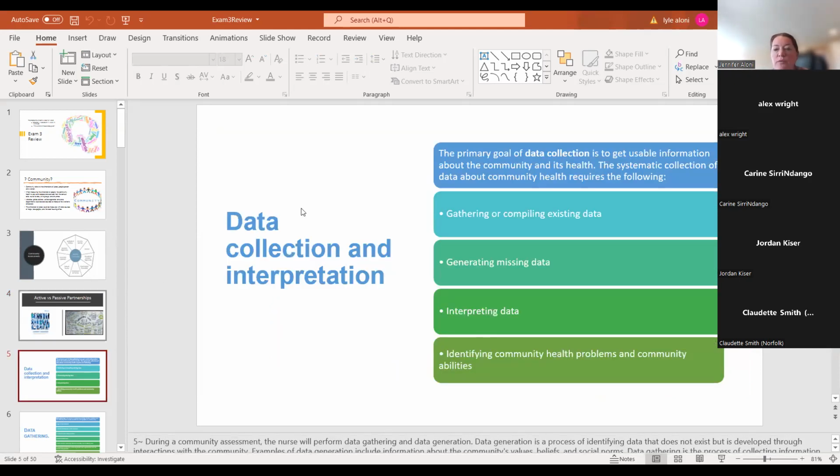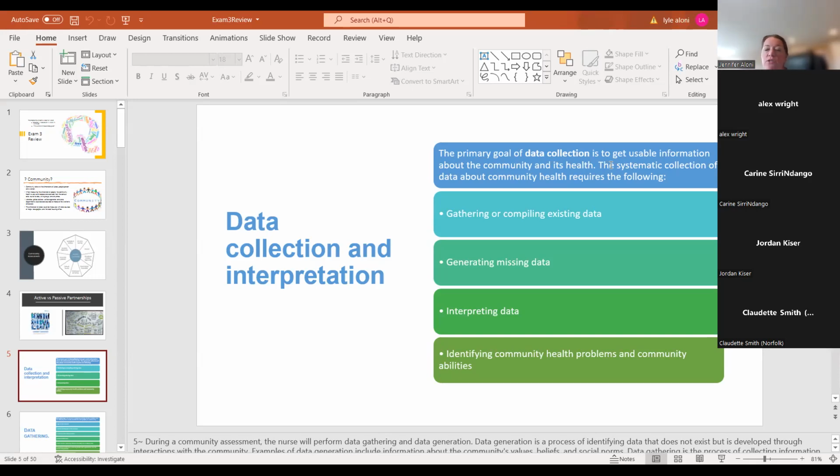Okay, data collection and interpretation. Let me move fast so that you can see this whole thing. All right, so when we're looking at data collection, primary goal is going to get information about the community and its health. How do we do this? We gather existing data, we look for the missing stuff, we interpret the data, and then we identify those health problems as they come up. Okay, so we really need to make sure that we're doing this step by step, level by level. So if we're looking at some data and we want to know what is our goal of collecting that data, what is our goal when we're collecting data? To gather information. Gather information.